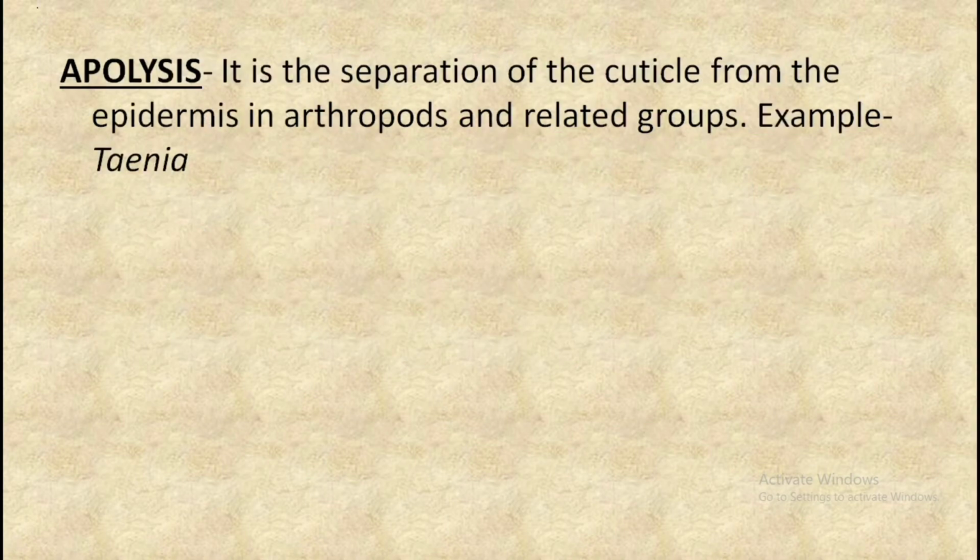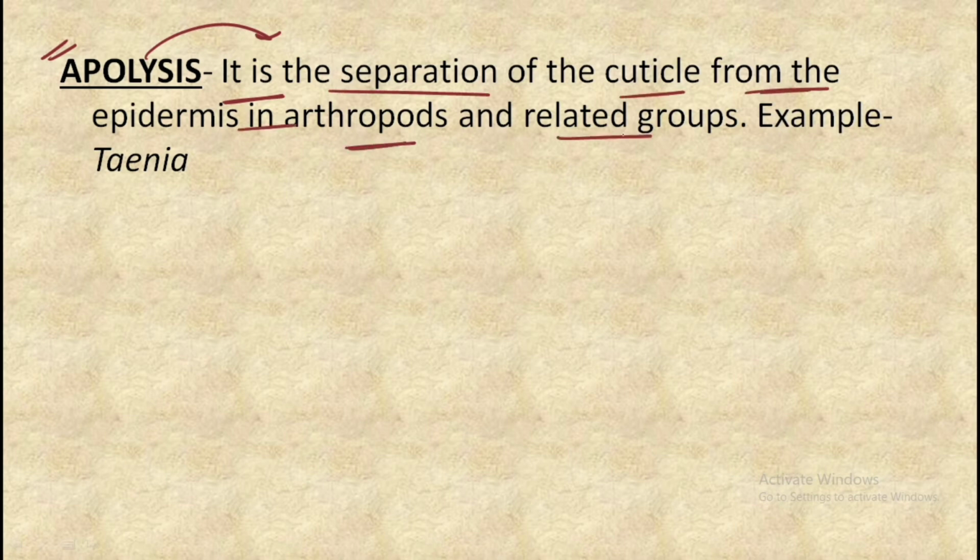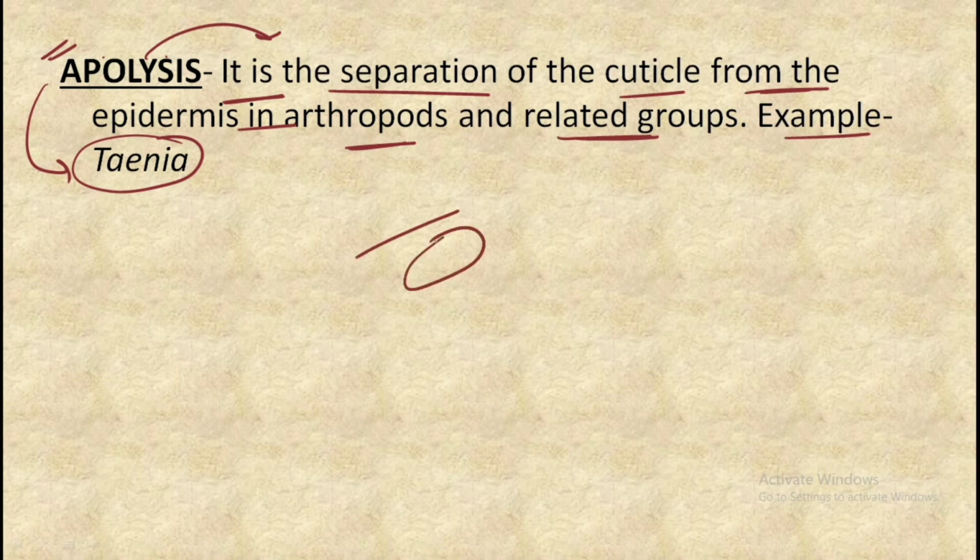The next one is Ecdysis. So what is Ecdysis? It is the separation of the cuticle from the epidermis in the arthropods and related groups, and the most common example is Taenia. Make sure you remember what it is. In simple words, it is the separation of the cuticle from the epidermis, and it is mainly found in the arthropods and related groups. The most common example is Taenia.